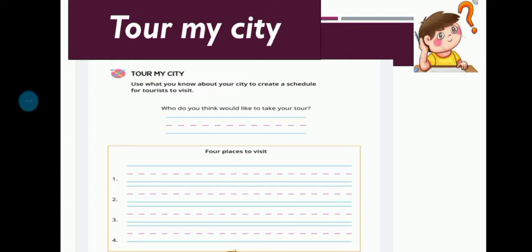Next, tour my city. Use what you know about your city to create a schedule for tourists to visit. If tourists will visit your city, what are the places you want them to visit?